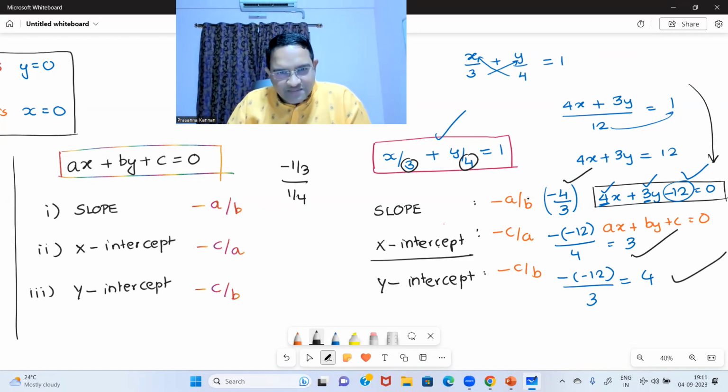Is it clear, students? We have just used this formula. That's it. So why I spent this much time is you should understand what is x-intercept, what is y-intercept, how you can find all these things the moment I give you ax plus by plus c equal to 0. All right. Now we go back to our presentation. Any doubt so far? Is everything clear so far?